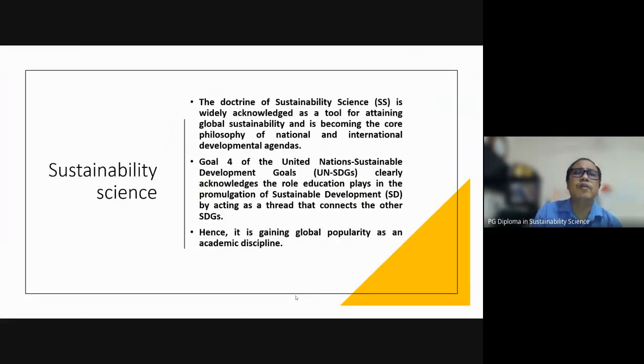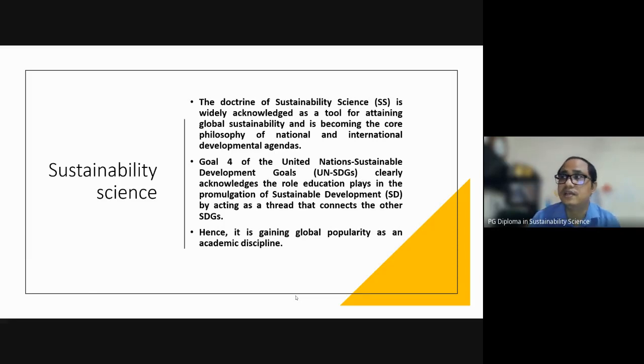Looking into the progress, different authors have reviewed it, especially a group of people from Banaras University. They wrote a very interesting review paper, which I will share, and you will get it from them also. When they reviewed, they found that the principle of sustainability science is widely acknowledged as a tool for attaining global sustainability, and it has become a core philosophy of international and national development agendas.